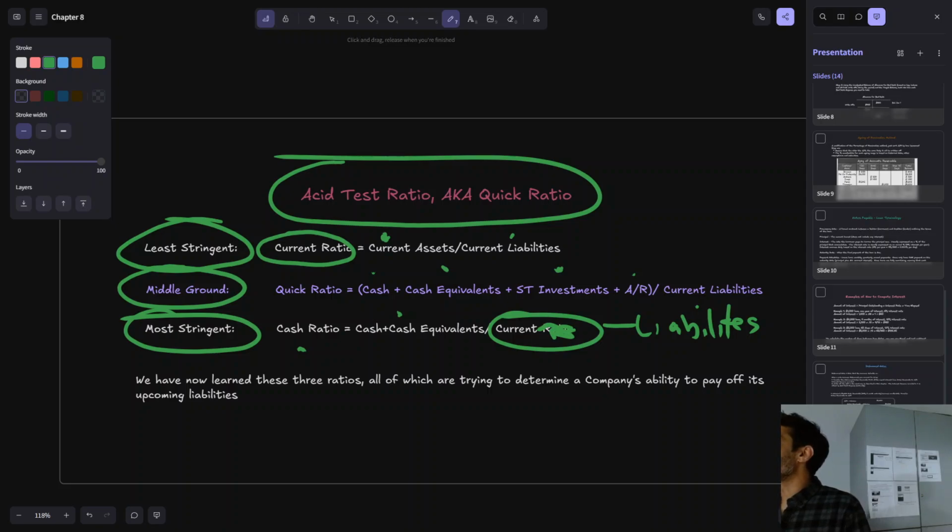It's not as liquid. Okay, so this middle ground strategy is using the more liquid parts of your current assets to see how much coverage of your current liabilities you have. So it's kind of a middle ground.